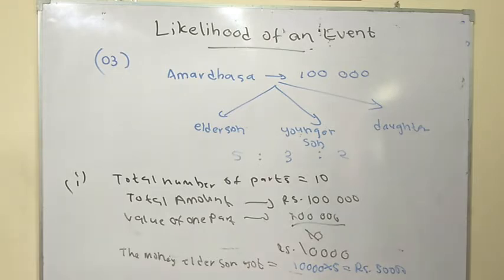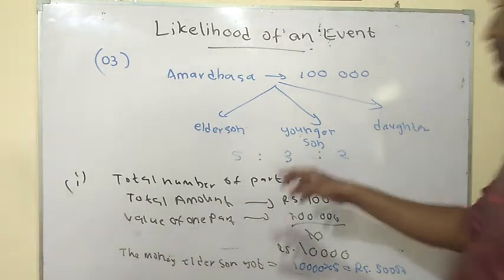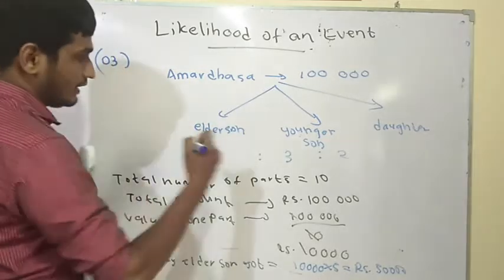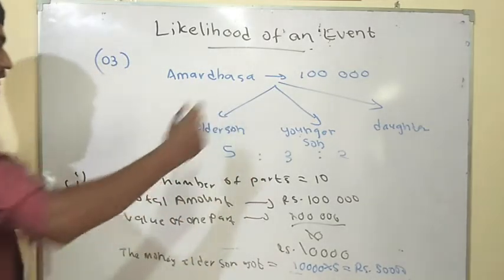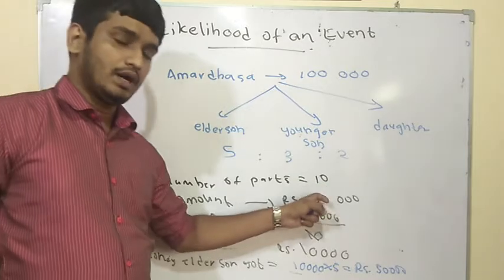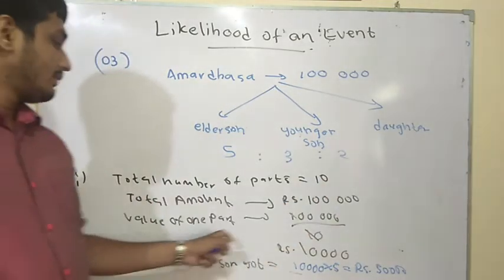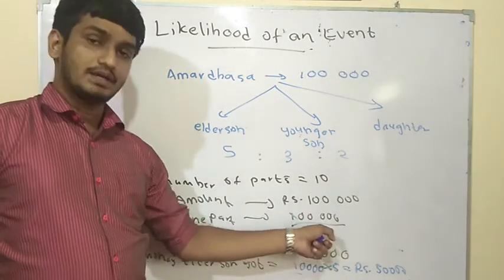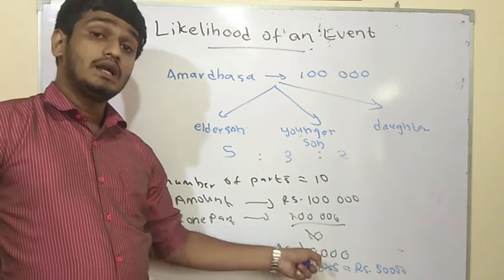The ratio between the parts is 5:3:2. 5 plus 3 plus 2. The total number of parts is 10. Amardas was having 100,000 rupees. The value of one part is 100,000 divided by the number of parts, 10. The value of one part is 10,000 rupees.